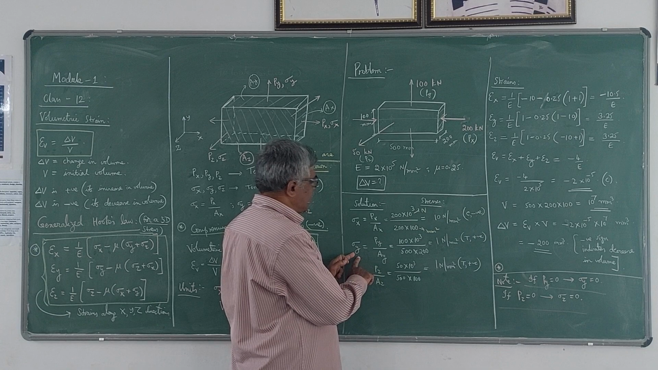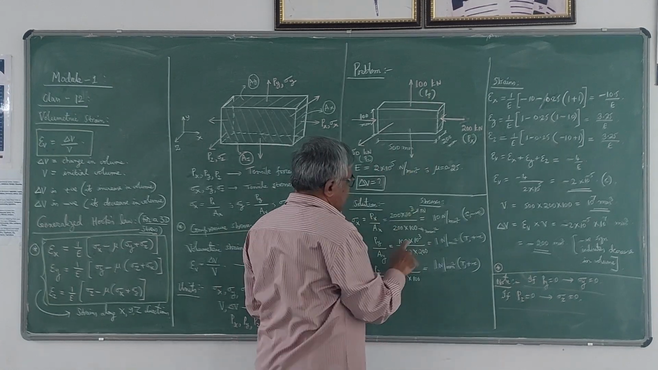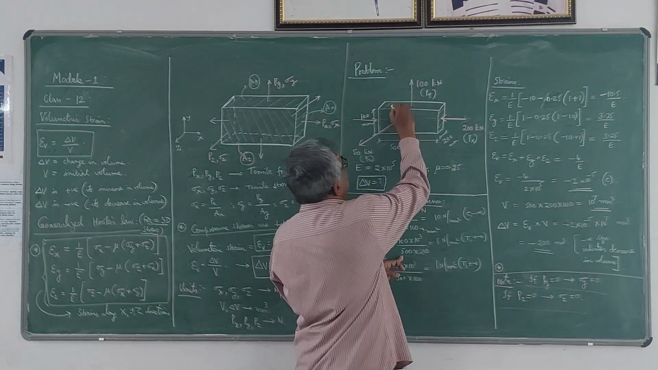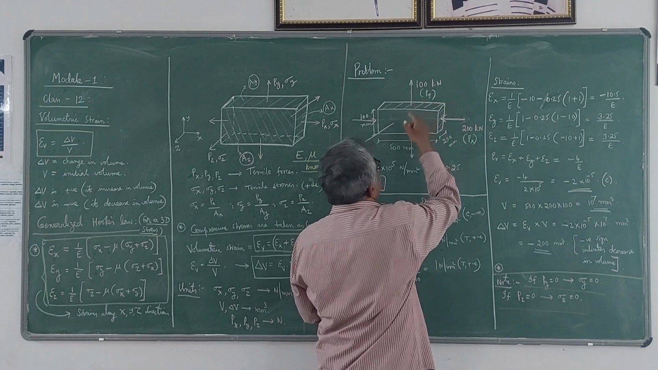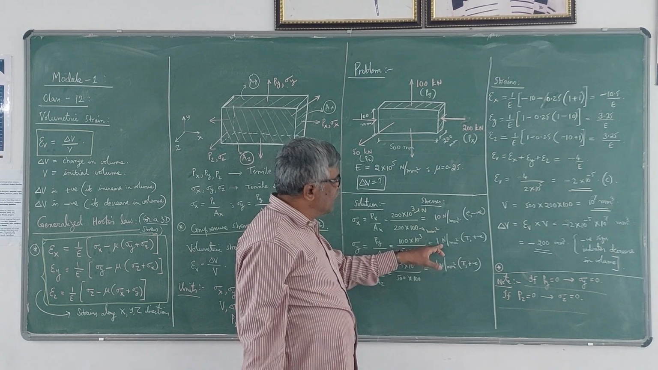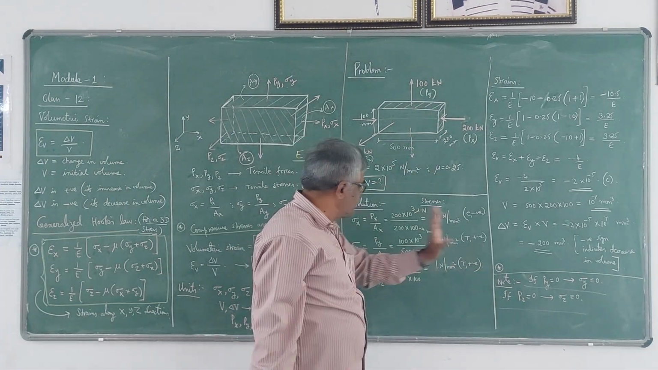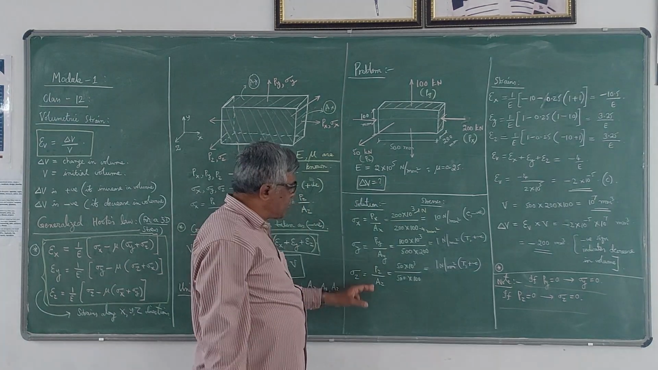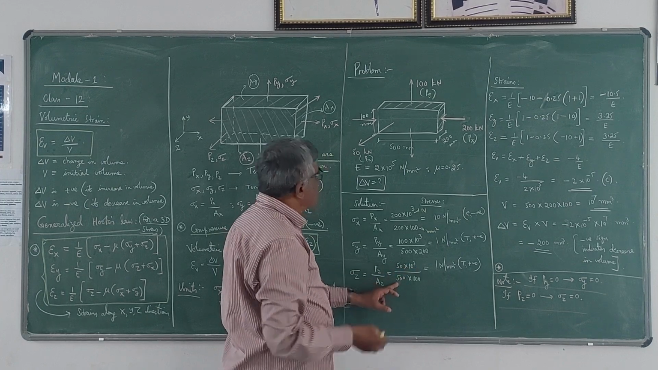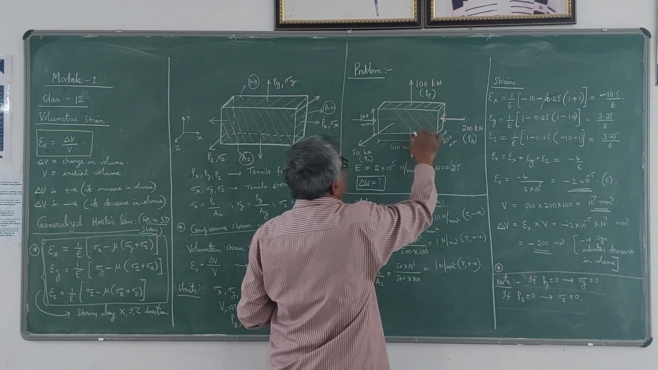Then sigma y. Sigma y is Py by Ay. So Py is 100 kilonewton tension, 100 into 10 power 3, that is in newtons. The corresponding area is this area, the area over which it is acting. That is 500 by 200. It gives 1 Newton per mm square. This is tensile stress, so it is positive. Then sigma z, Pz by Az. Pz is 50 kilonewton, so 50 into 10 power 3 Newton divided by the area over which that Pz is acting, is this area. Is it done?